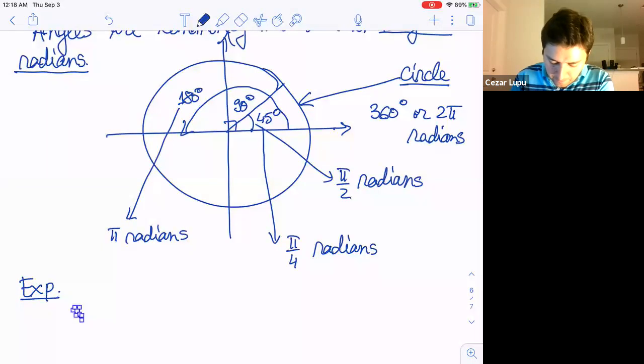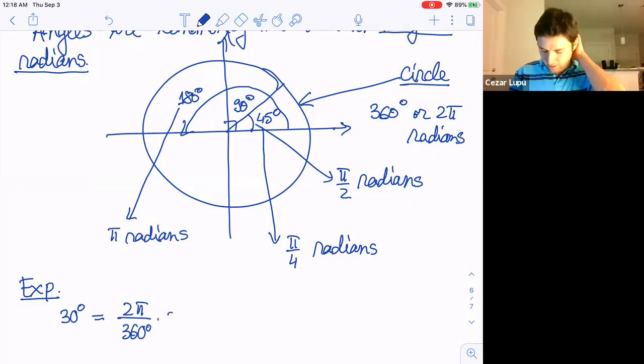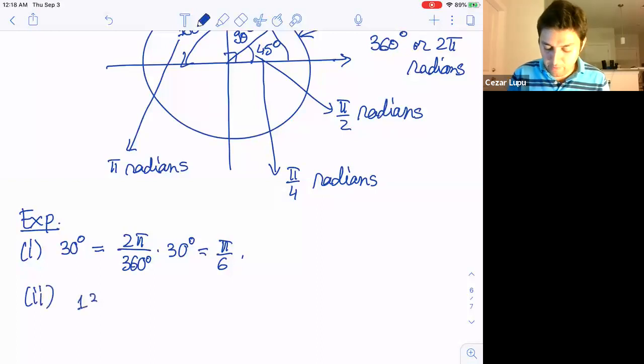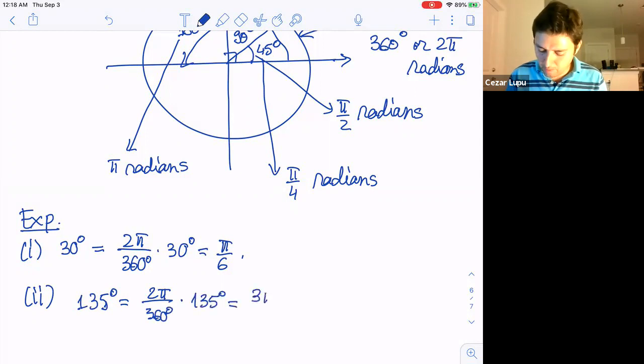For example, 30 degrees is nothing else than 2π over 360 times 30, which will give you pi over 6. Another one is, for example, 135 degrees. This is 2π over 360 times 135, which will give you 3π over 4. And you can keep going with the examples.